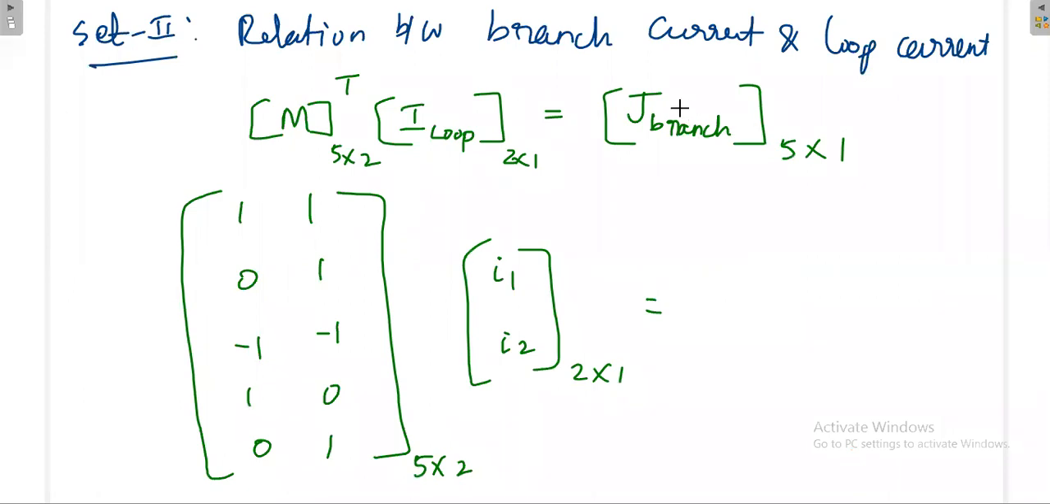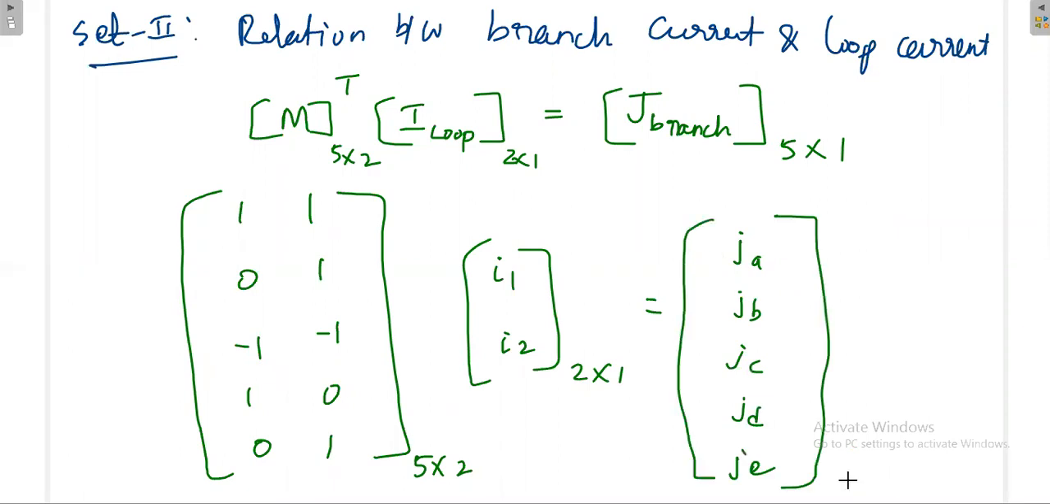Also, you have only 5 branch currents. What are those branch currents? JA, JB, JC, JD, JE. So this is 5 cross 1. Again, it's very simple. The first equation is I1 plus I2 is equal to JA, and then 0 plus I2 is equal to JB. Like this, you can write the equations.